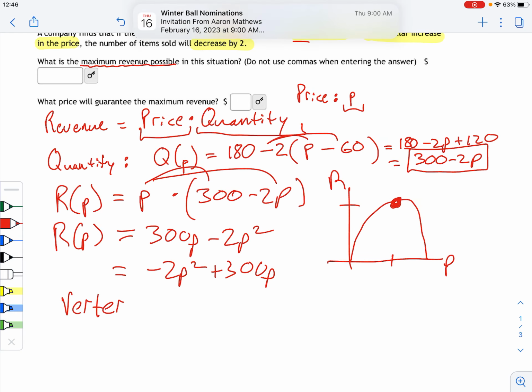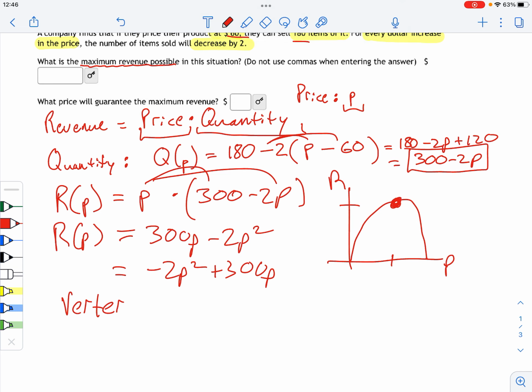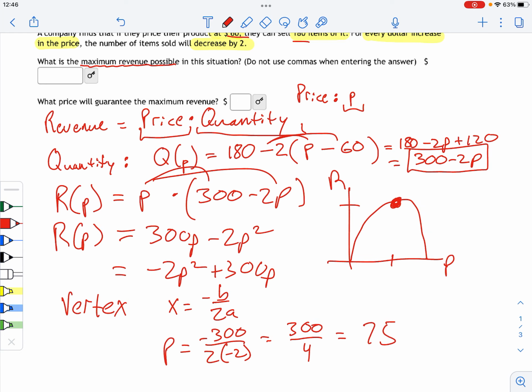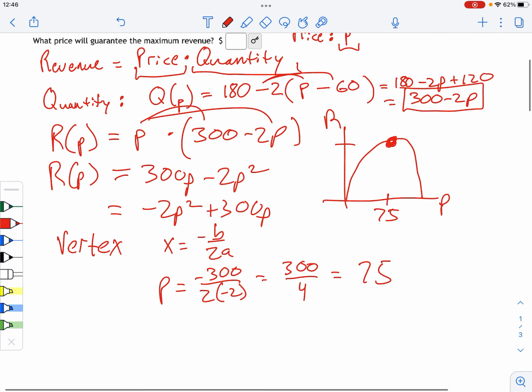Well, where does the vertex happen? The vertex happens at x equals negative b over 2a, or in this case, P equals, because P is like our x value, negative 300 over 2 times a, which is negative 2, which is 300 over 4, which is 75. So when the price is 75, I just happened to randomly pick that when we were doing an example. I had no idea it was coming out to be this. But at 75, we're going to get a maximum revenue.